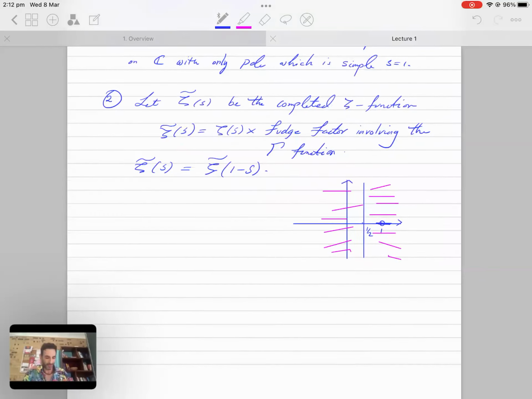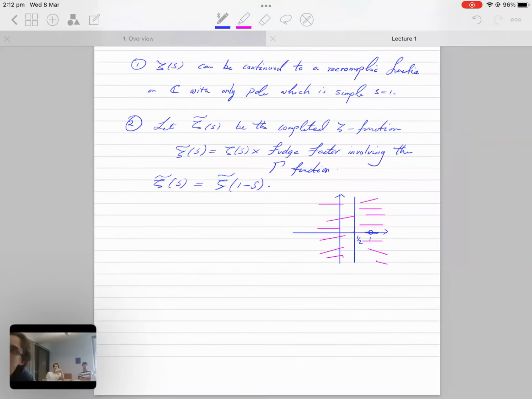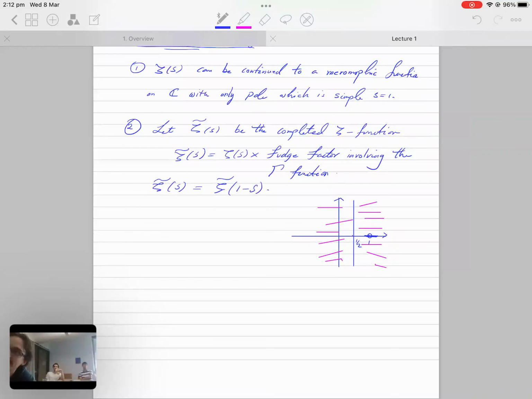Hey, Masood, I have a question. Yes, Bailey. This zeta hat, is this the analytic continuation, or is this a new function that you've created? This is a new function. The analytic continuation of zeta, I write it as zeta as well, because it's canonical, so I can denote it by the same letter. Now, this zeta hat is a new function, which is a multiple of zeta by a gamma factor.